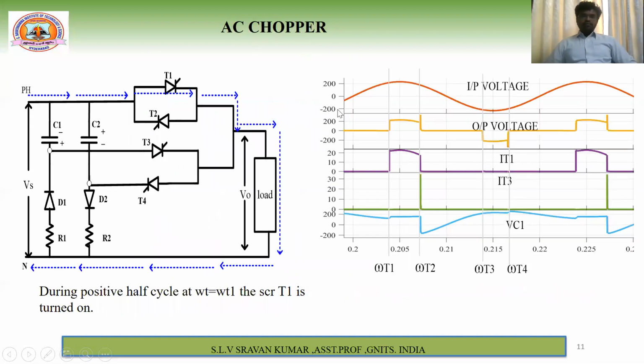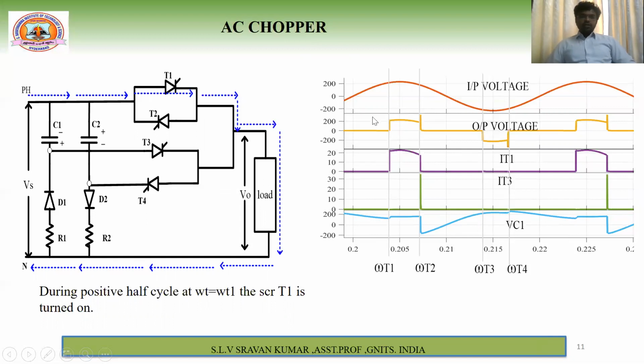Now, next one, yeah, this one. This is the input voltage, so output voltage, and IT1. I have taken just this thyristor current, and IT3, right, for proper computation of how to show. And assume that initially the capacitors are already charged. That is very important. Okay, right. So here I have taken VC1. See, the VC1 is already charged like this. Okay, some voltage it is charged, right?